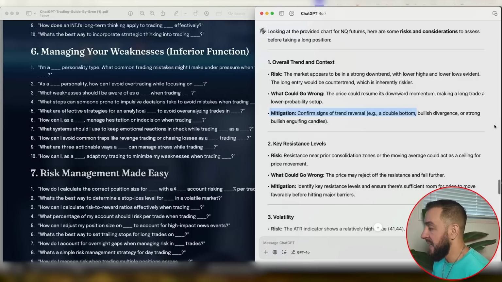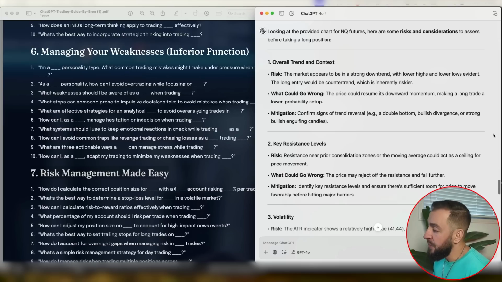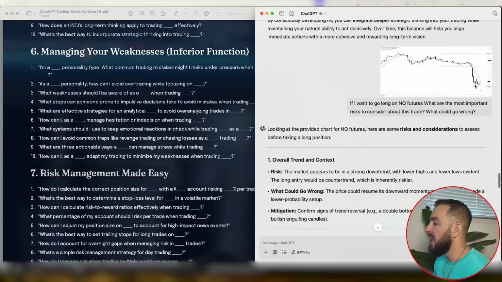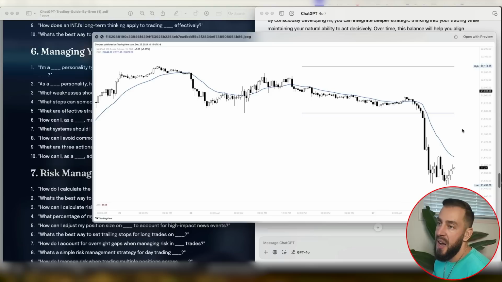How to mitigate this. So this is how to actually mitigate this risk. It's not telling you what to do. It's telling you how to essentially be more objective about what you're asking it. Confirm signals of trend reversal. Look for double bottom, bullish divergence, or strong bullish engulfing candles. Okay, so we have a double bottom here, which is actually why I asked it about that. So now we're actually getting somewhere.